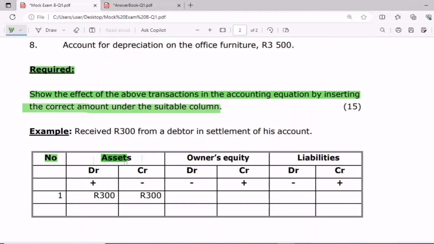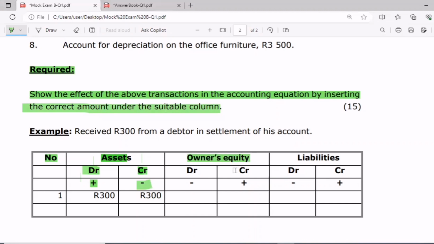So we know, guys, that assets increase on the debit side, and assets decrease on the credit side. So anything that increases the value of assets will be recorded on the debit side, and anything that decreases the value of assets will be recorded on the credit side. And we have another section of the equation, which is known as equity.